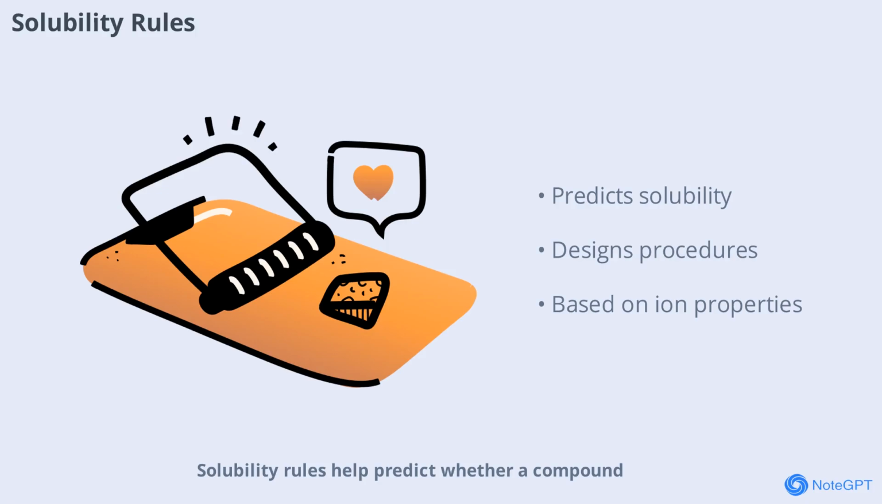Solubility rules help predict whether a compound will dissolve in water or form a precipitate. These rules are based on the properties of ions and their interactions. For example, most nitrates are soluble, while most carbonates are insoluble. Knowing solubility rules allows you to anticipate the outcomes of reactions and design effective analytical procedures.